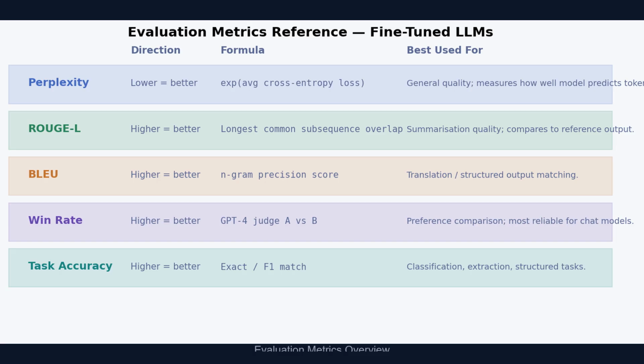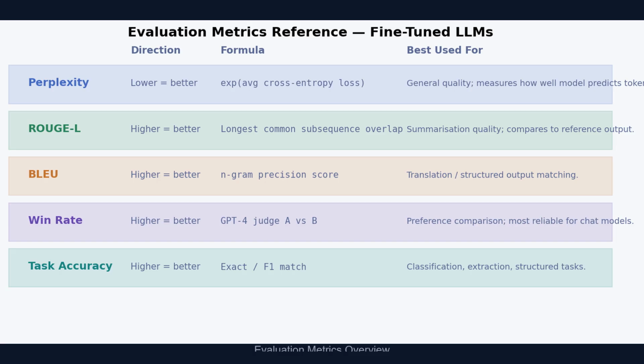ROUGE is the standard for summarization. It measures the longest common subsequence between your output and a reference, capturing both content and order. BLEU is the equivalent for translation, measuring n-gram precision against a reference. Win rate is used for chat models. You run head-to-head comparisons and measure how often your model is preferred.